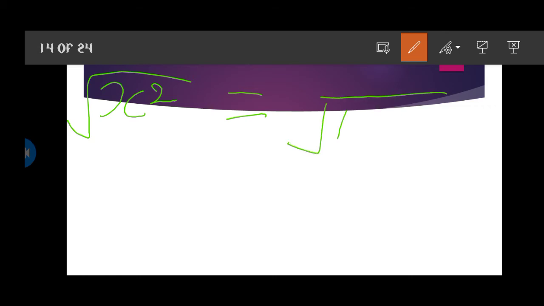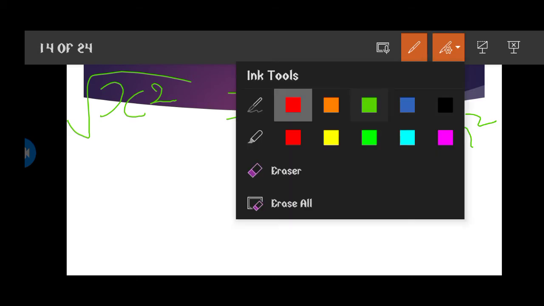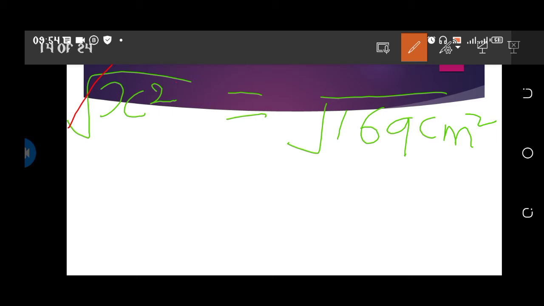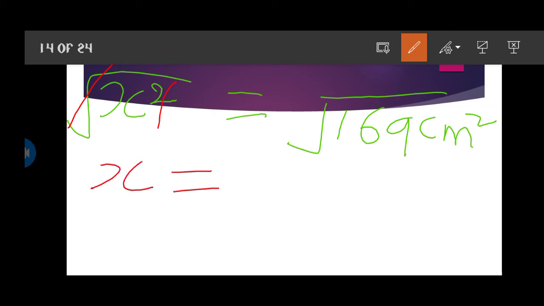So what are we doing now? We are finding the square root of both sides. What does that mean? That means we now put the square root of x square equals the square root of 169 centimeter square. Now look at it. Normally square always cancels square root. So this has cancelled. We are left with what? x.